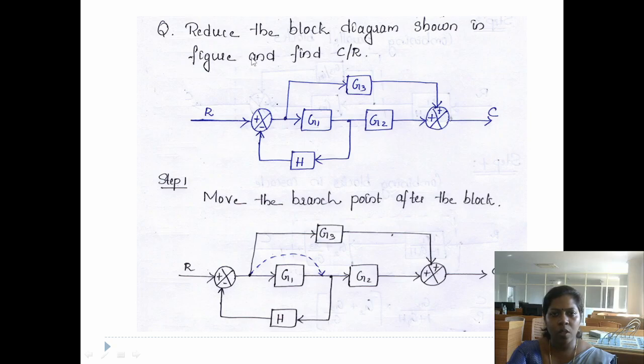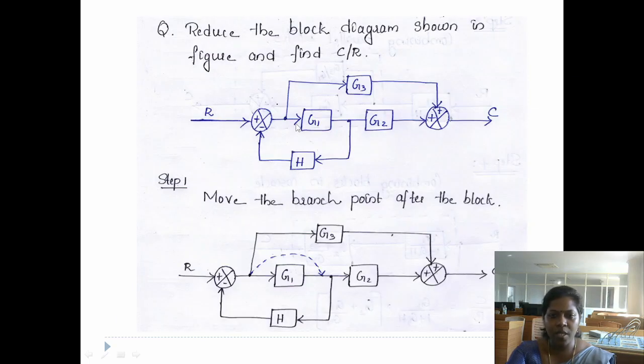So we can see one question: reduce the block diagram shown in figure and find C by R. C by R is the transfer function. So reduce the block diagram to find the transfer function. Now this is the block diagram. By applying the rules, we have to reduce this block diagram to the transfer function.